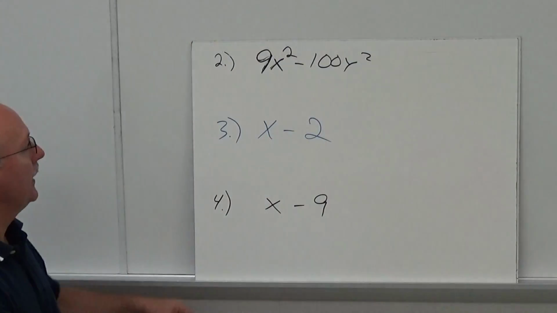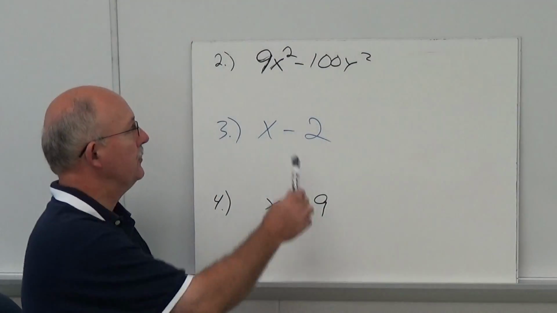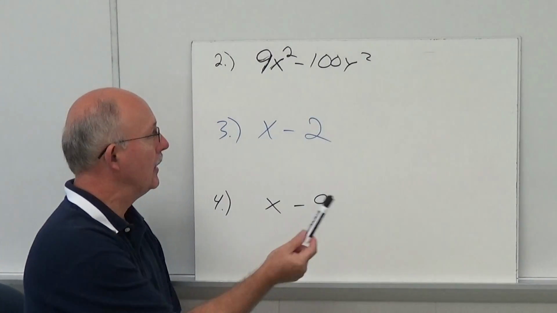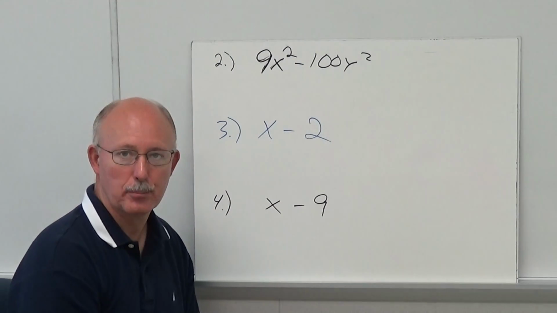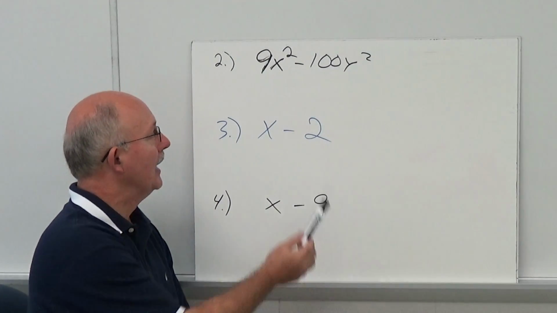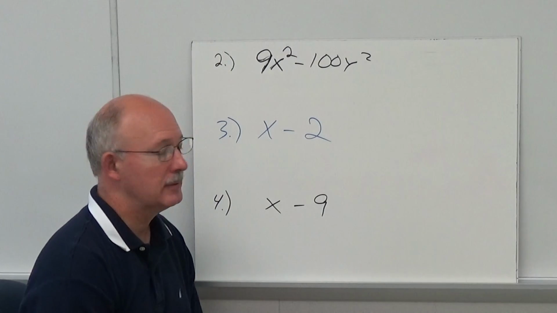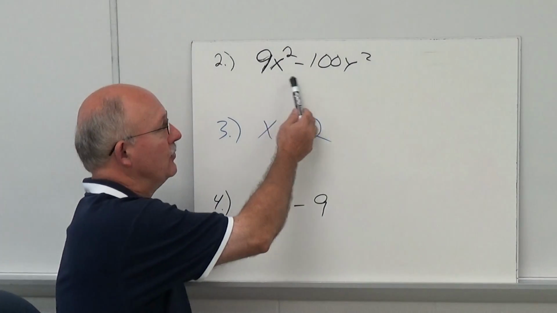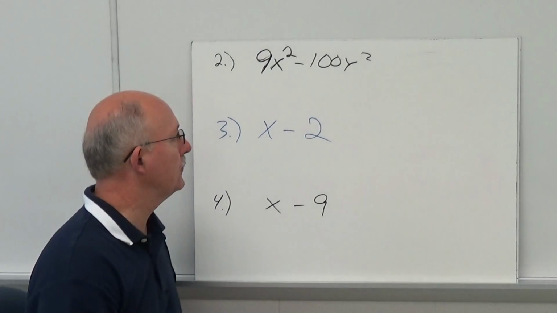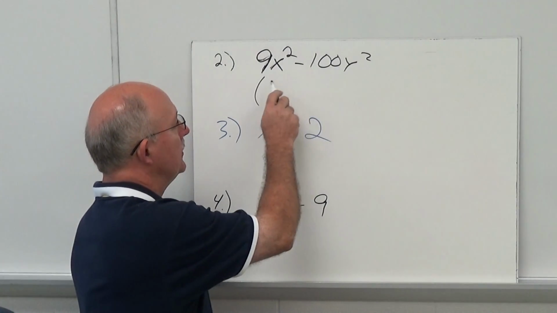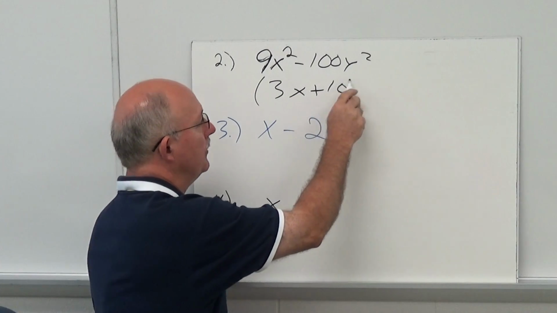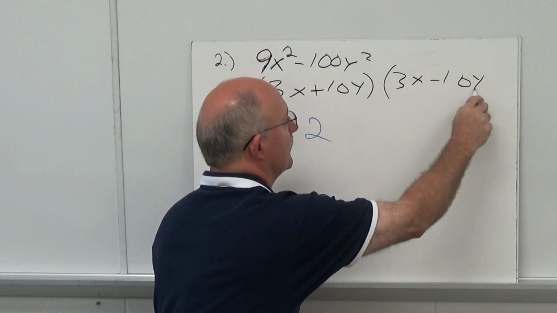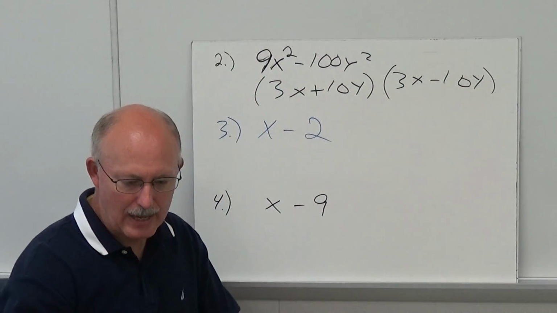All right, let's try example number 2. And this is 9x squared minus 100y squared. Now, the two numerical factors here, 9 and 100, are both perfect squares. The square root of 9 is 3, the square root of 100 is 10, so our base numbers will be 3 and 10. The x is squared and the y is squared, so we have a difference of two squares. So this will factor as 3x plus 10y times 3x minus 10y. And there we go. Now, let's try the next one.